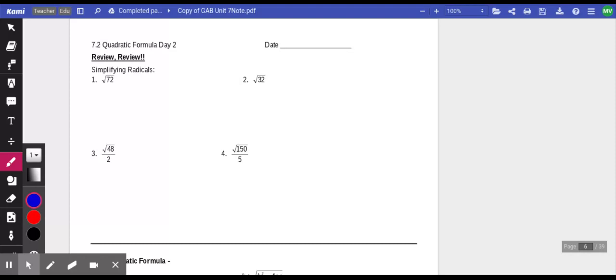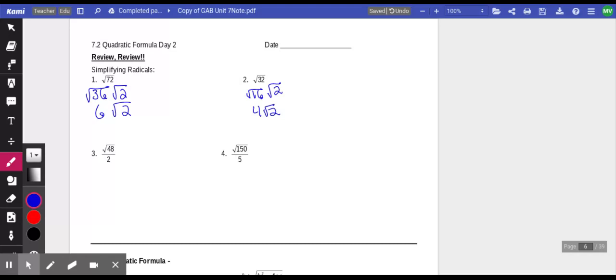Okay, so hopefully you remember that to simplify a radical, I'm looking for a perfect square factor. So the largest perfect square factor in 72 is 36. So radical 72 can be broken up into radical 36 and radical 2. Square root of 36 is 6, so that's 6 radical 2. So 32 has a perfect square factor of 16. So radical 32 is equal to radical 16 times radical 2. Square root of 16 is 4. So that's 4 radical 2.